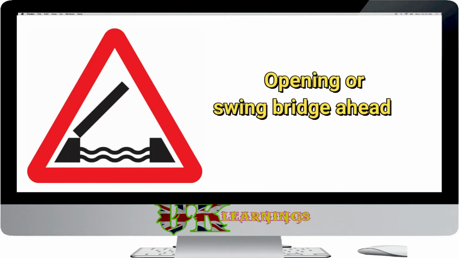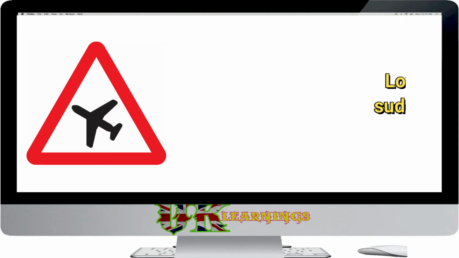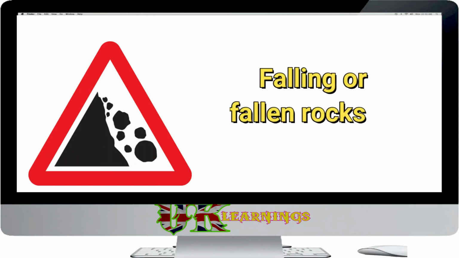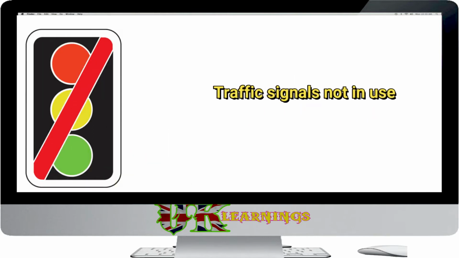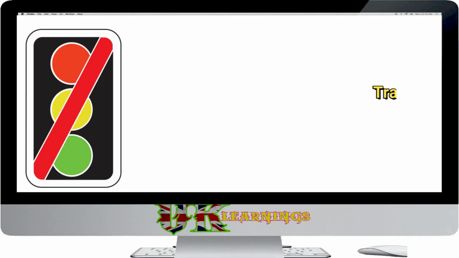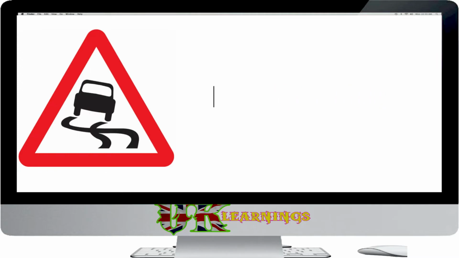Opening or swing bridge ahead. Low-flying aircraft or sudden aircraft noise. Falling or fallen rocks. Traffic signals not in use. Traffic signals. Slippery road.